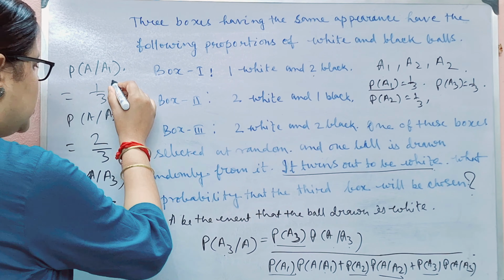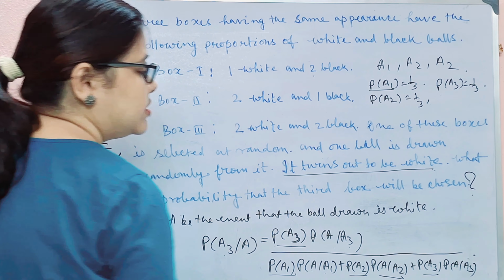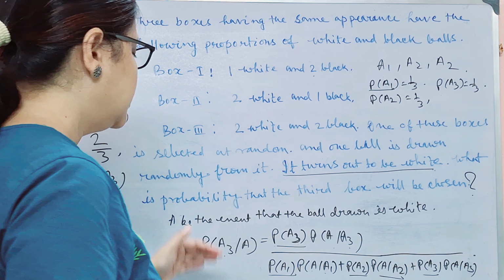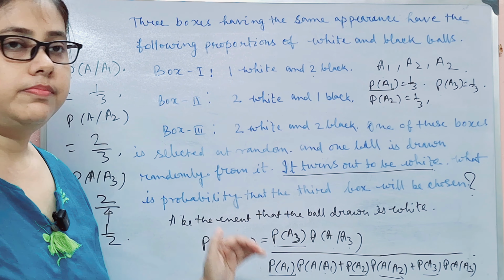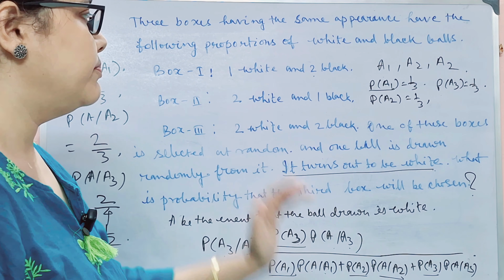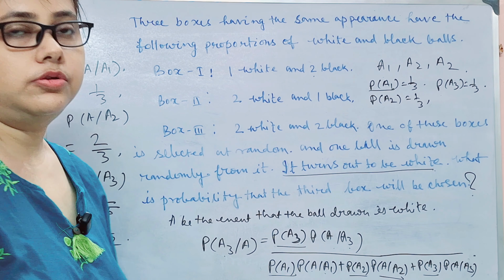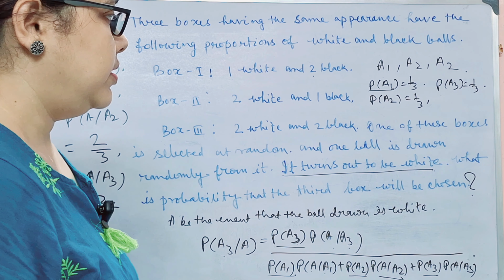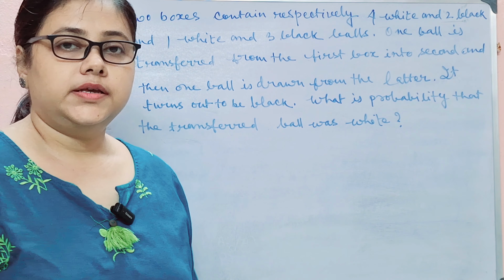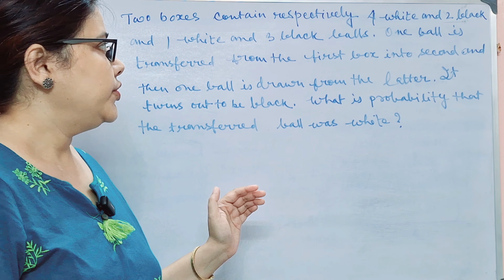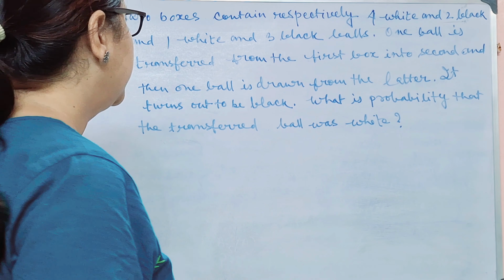And if you put this value in these terms, you will get the value of probability of A3 by A. This is the Bayes theorem and we apply it for getting the solution of these types of problems. Now I am starting the second problem related to Bayes theorem. The problem is like that.